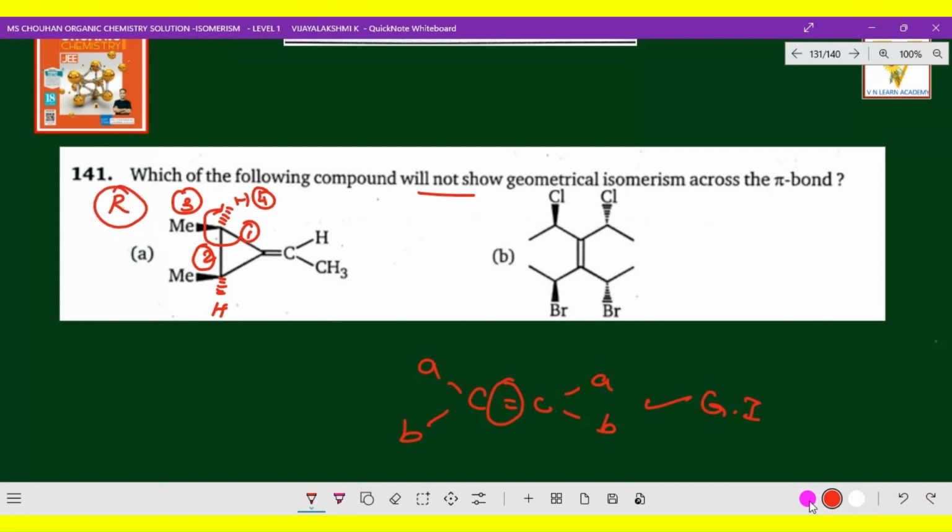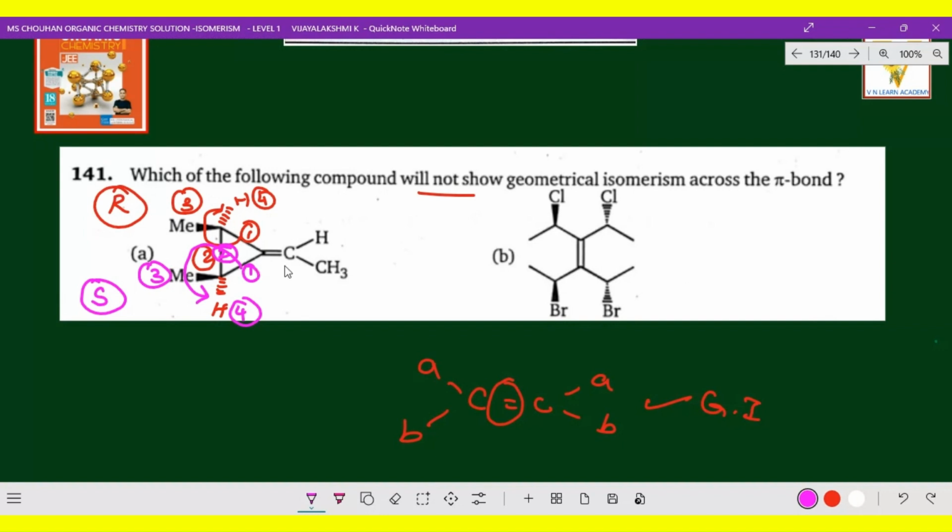The same way here also: 1, this side 2, this is 3, and this is 4. So this is anti-clockwise. Anti-clockwise means S, according to the CIP rule, as you know very well. Now let us check whether geometrical isomerism is possible in this compound. Here, C double bond C, on one side H, on the other side CH3. Different groups or atoms are attached. On this side also different groups or atoms are attached, so two chiral carbons are available. That means two chiral centers are available.